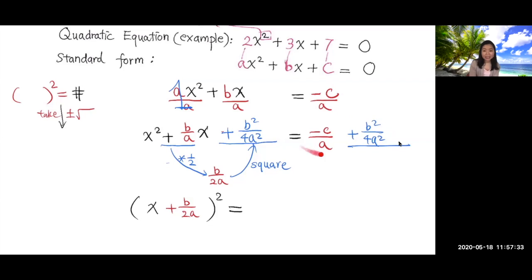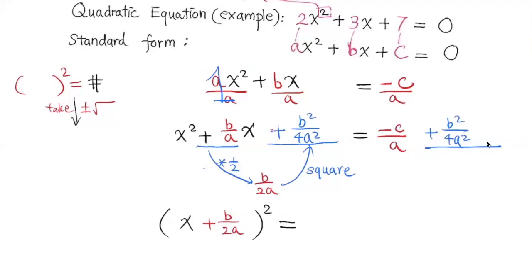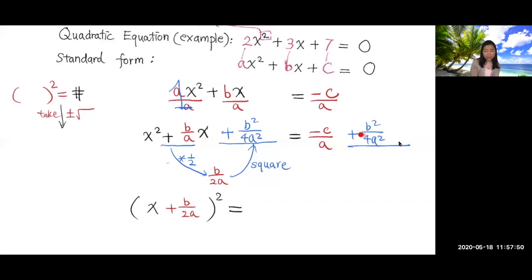Now on the other side over here, let's combine this into one term, right? To combine it into one single term, we want them to have the same denominator. So what's the least common denominator for this one and this one? 4a squared. This one is only a square, so I'm not going to touch it. But for this one, I need 4a. So we multiply by 4a up and down.